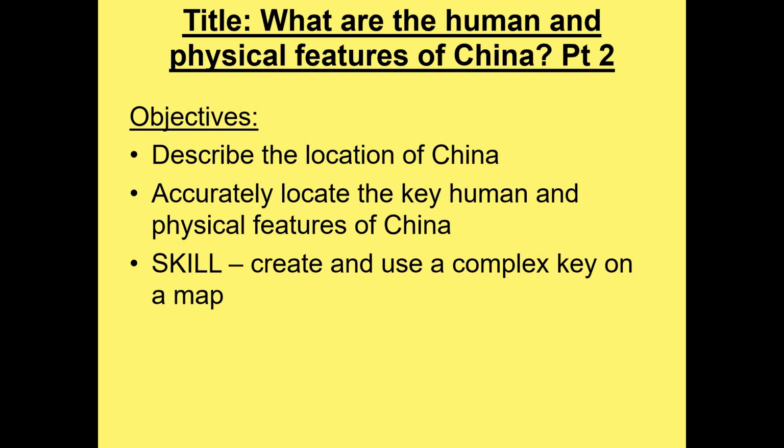Anyway, moving on to today's lesson. What are the human and physical features of China? Part 2. So today we're going to look at describing where China is more specifically. We're going to look at some of the human and physical features within. And our skill focus today is that we're going to look at how to create a complex map and key.